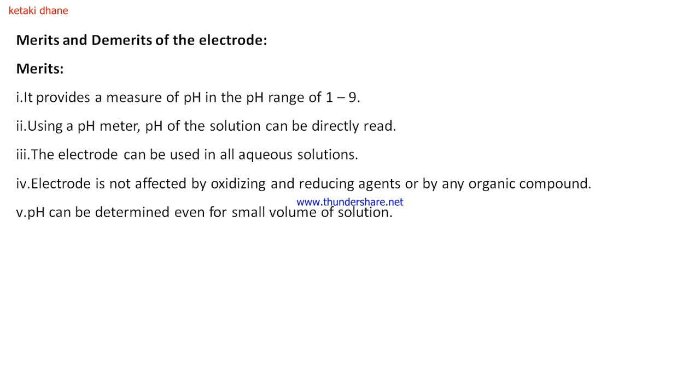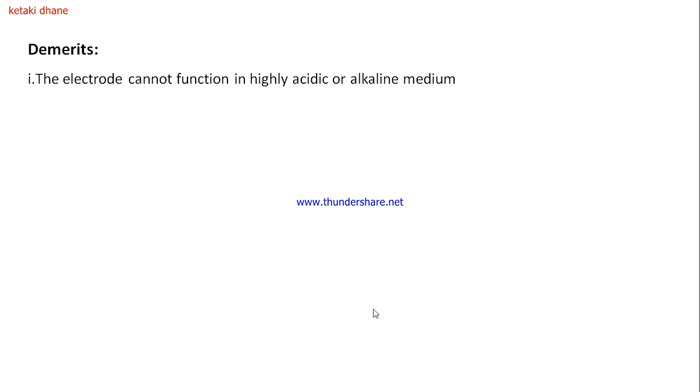Then the electrodes are not affected by the oxidizing and reducing state. In the case of the quinhydrone electrode, oxidizing and reducing agents will affect the quinhydrone. Here this is not the case, they do not affect any of the oxidizing and reducing species of these electrodes, and the pH can be determined even for a small volume of the solution.